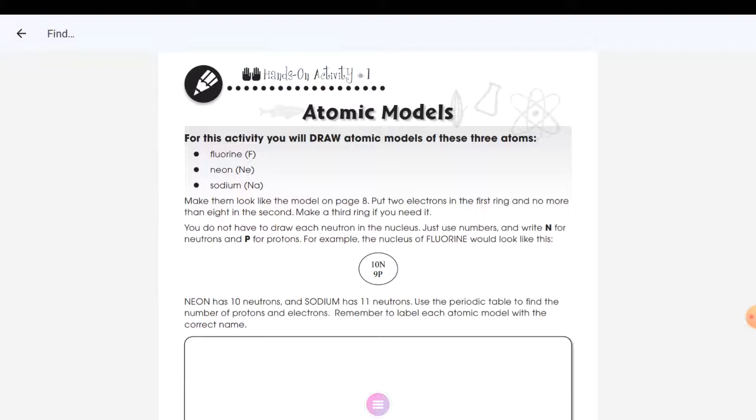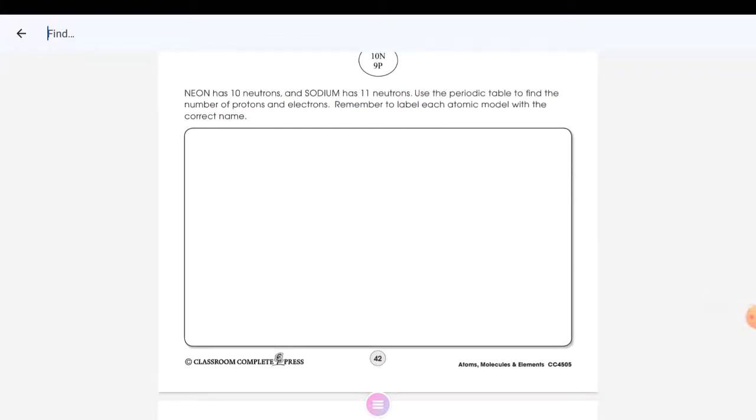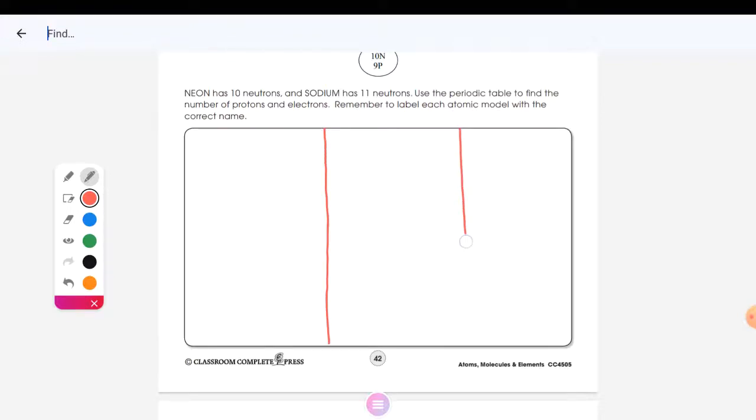For example, the nucleus of fluorine would look like this. So they're telling us we don't have to draw all the little circles in the middle and shade in some and leave some unshaded. We can just be very generic and put that there's 10 neutrons and 9 protons. So let's go down to the box. We're going to have to fit 3 of these in here. So try and divide it into 3 pieces, 3 equal chunks. I'll do my best.